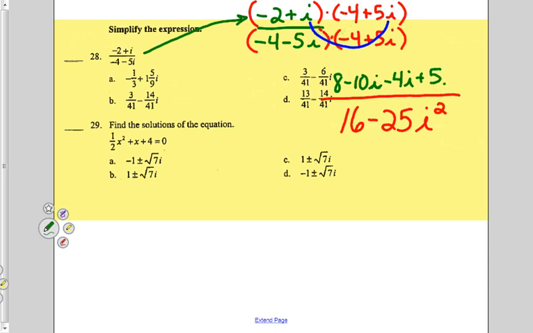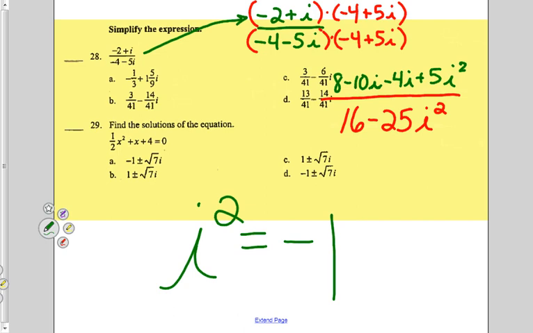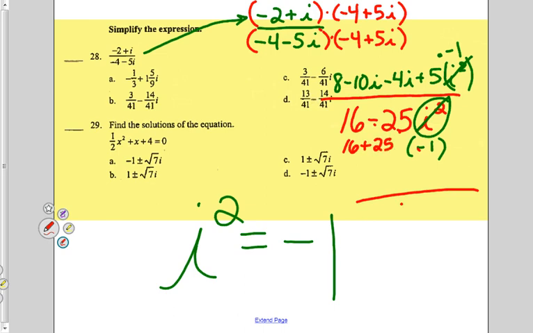5i squared. Now, if you remember anything from this unit, this topic that we covered, i squared is negative 1, right? That's the whole definition of the imaginary unit. i squared is negative 1. So anywhere you see an i squared, you can replace it with negative 1. So this i squared is negative 1. So the i is gone in the denominator. The denominator, we basically have minus 25. 16 plus 25 is 41.